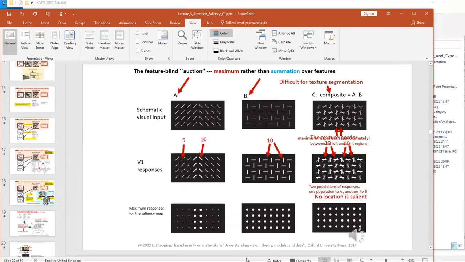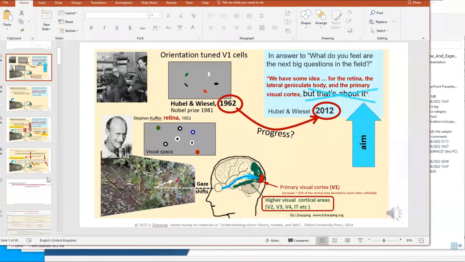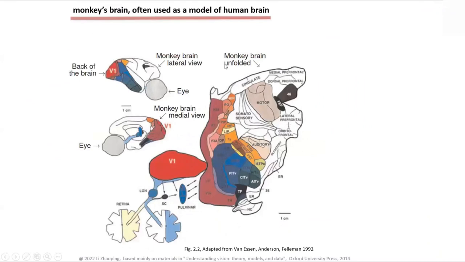I'll show you how big V1 is. This is the monkey's brain. So I talk about the monkey's brain, which is often used. This is the monkey's brain. You open it up, unfold it, okay? The colored region is exclusively for vision.